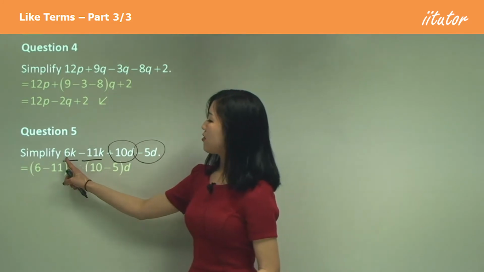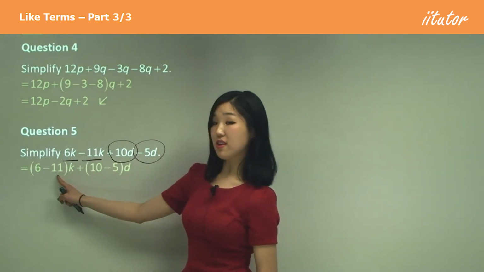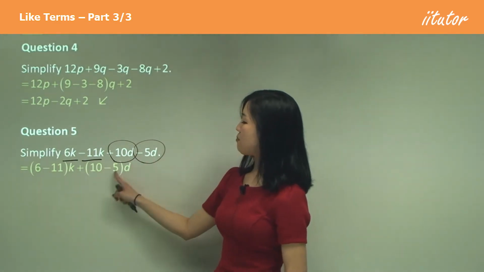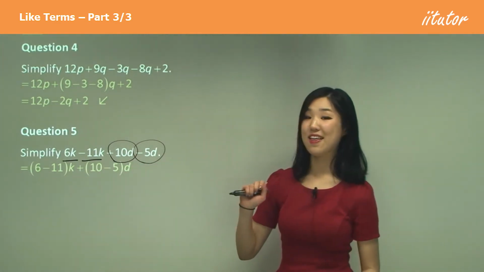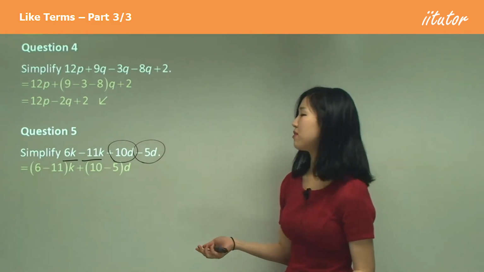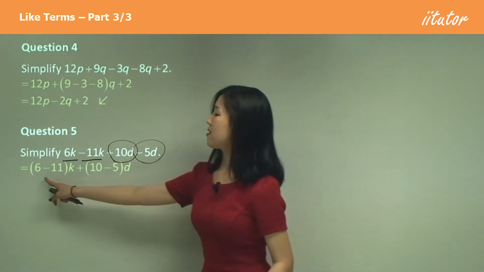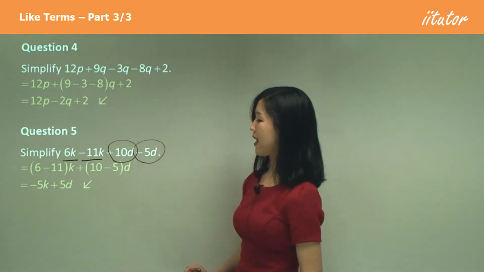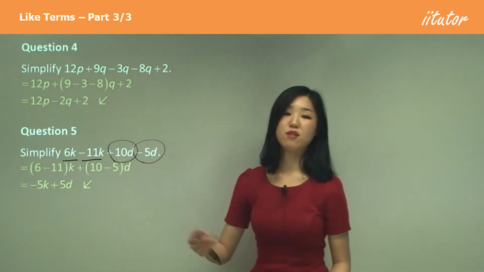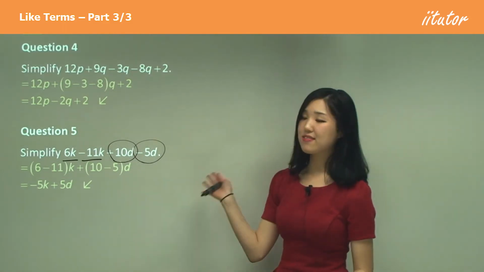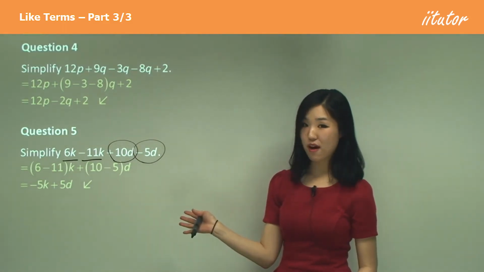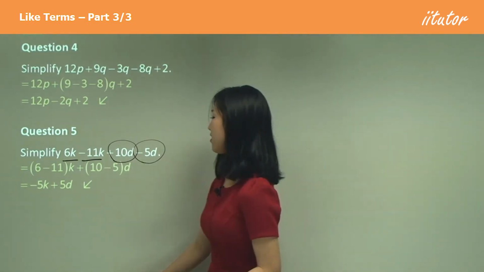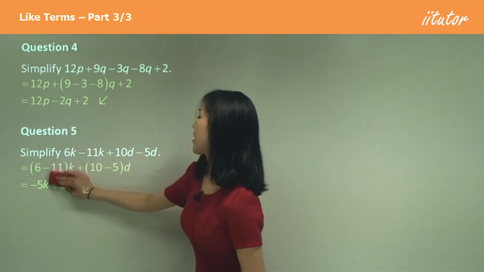So the coefficients are 6 minus 11 and then we stick the K at the end. And the coefficients here are 10 and minus 5, and again stick the D at the end. Alright, so it's very simple, it's just really repetitive. So 6 minus 11 is negative 5 and then we stick the K, so negative 5K, and 10 minus 5 is 5, so 5D. And again, that's the simplest form. We can't go any further because we don't have any more like terms. Okay, so you just leave it as it is, and if you go like that, that's the full mark answer.